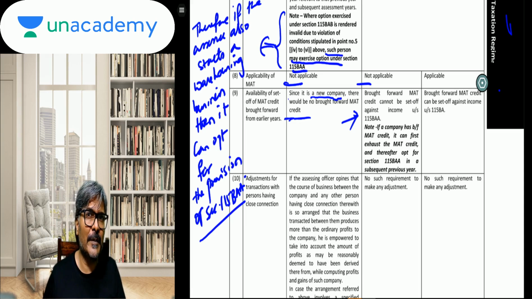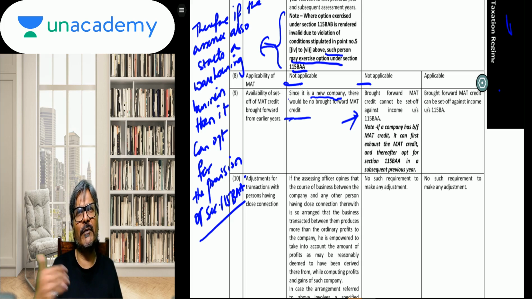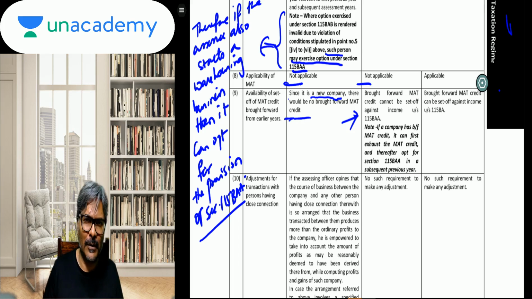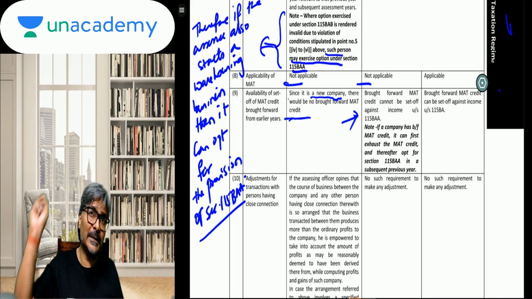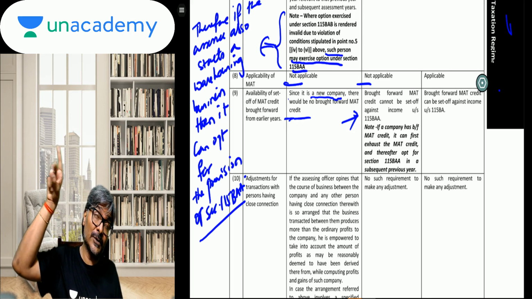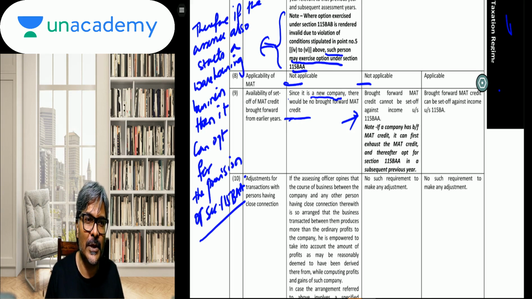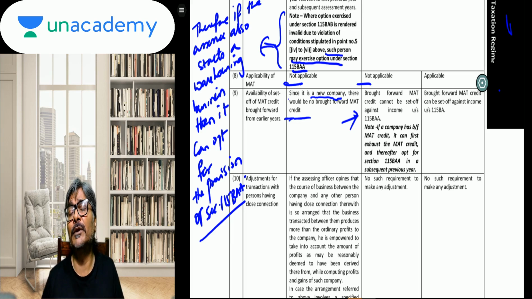What about 115BAA? Again, students, when you opt for 115BAA, there is no MAT at all. But till last year, because you were paying the tax as per the normal provision, and the tax as per the normal provision used to get compared with the MAT, the MAT credit got generated. Accordingly, there could be a MAT credit up till last year.